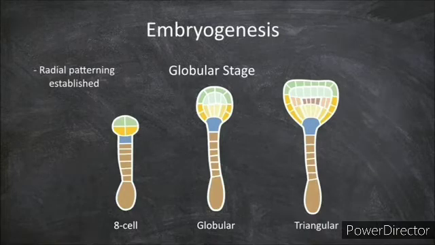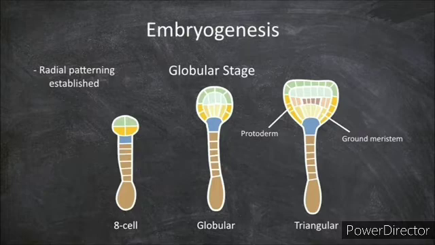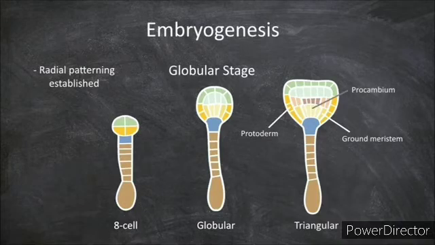In the triangular pattern, the outermost single layer is called the protoderm. This protoderm gives rise to the ectoderm. Below the protoderm, the ground tissues are present. This ground tissue produces the endoderm. And below this, the procambium is present.